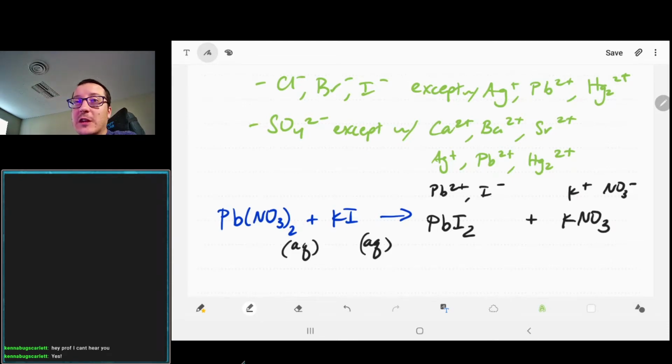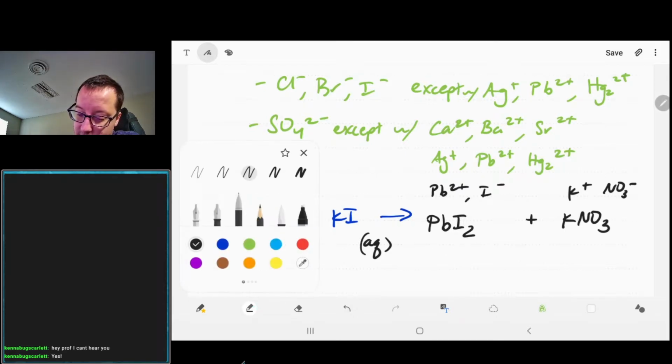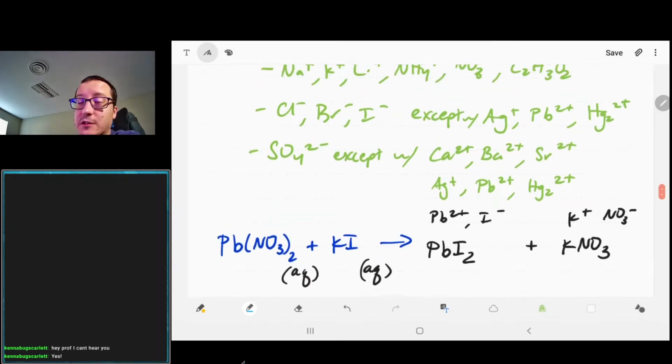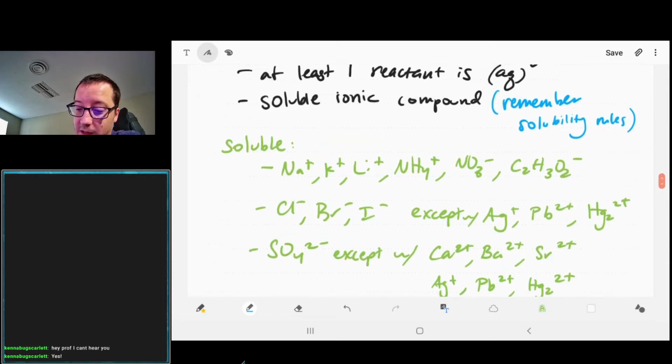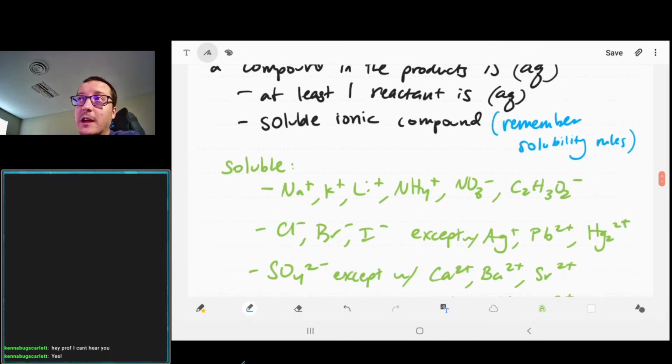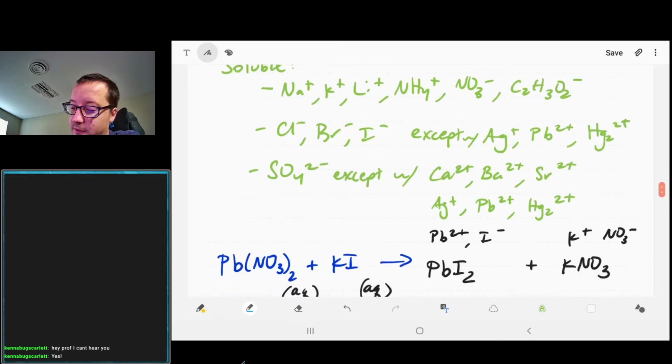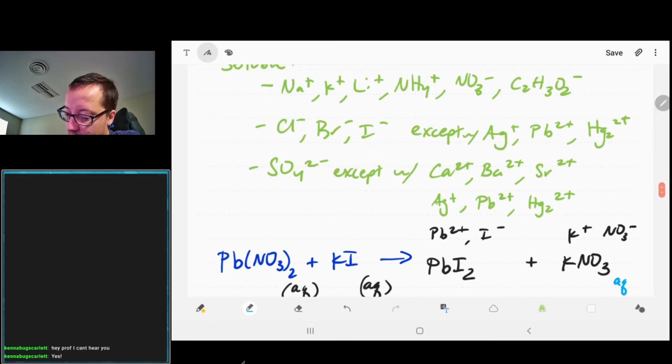If we want to look at the state of matter of these, we have to check if they're going to be solids or not, if they're soluble. So do we have at least one aqueous reactant? Yeah, both of our reactants are aqueous in this case, so we're okay. Do we have soluble ionic compounds? Let's check our solubility rules. The second one here we can see right away will definitely be aqueous because we have both potassium and nitrate in it, so it's always going to be soluble.